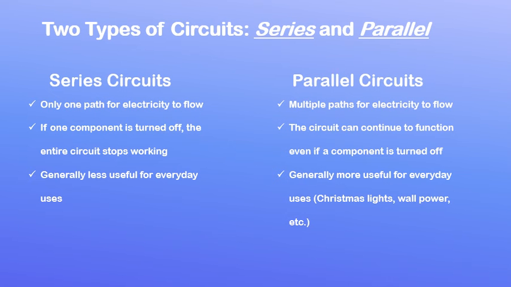There are two types of circuits, series and parallel. Series circuits have only one path for electricity to flow. If one component is turned off, the entire circuit stops flowing electricity, and they're generally less useful for everyday uses. On the other hand, parallel circuits have multiple paths for electricity to flow, and they can continue to function even if a component is turned off or stops working. Generally, they are more useful for everyday uses, for Christmas lights, wall power, and anything that uses electricity.